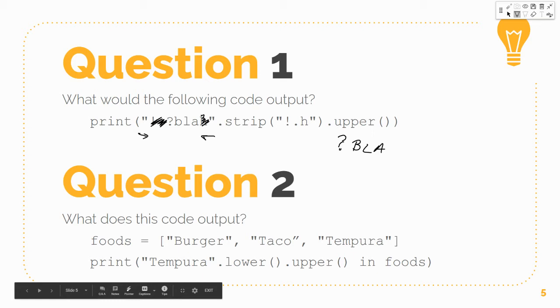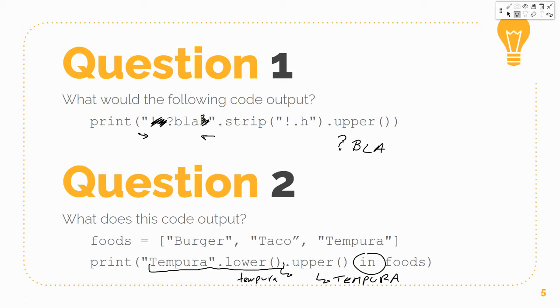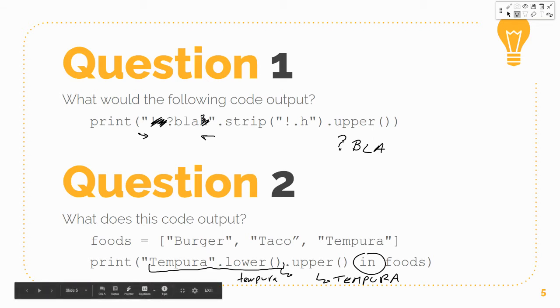So in slow motion, we take tempura and we dot lower it. That happens first, which means we're talking about tempura like this. And then that goes into this dot upper function, and that would spit out the uppercase of all of them. And then what we're actually asking is print tempura in foods. This in thing is similar to a question we talked about in a previous video. It's a true false question.